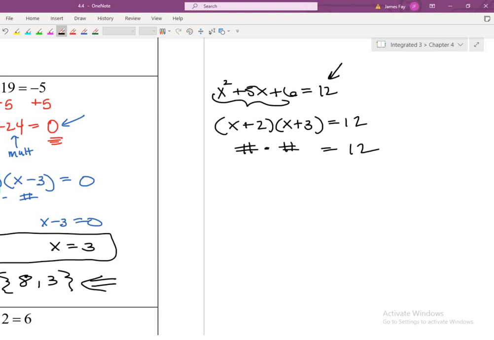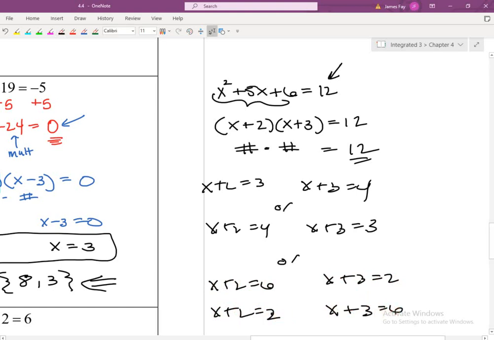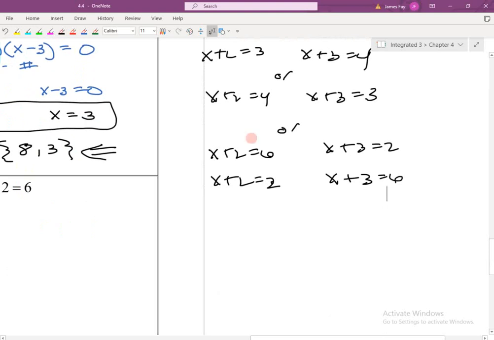If I let this be 12, I would say that x plus 2 could be 3, and x plus 3 could be 4. Does that make sense? Or I could say x plus 2 is 4, and x plus 3 is 3. Or give me two other numbers that multiply together to give me 12. So x plus 2 is equal to 6, and x plus 3 is equal to 2. Or x plus 2 is equal to 2, and x plus 3 is equal to 6.